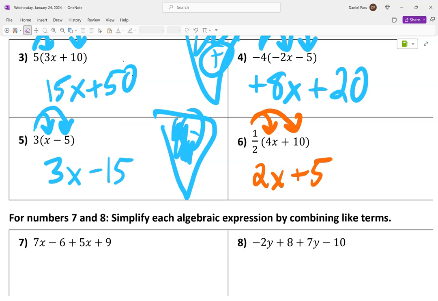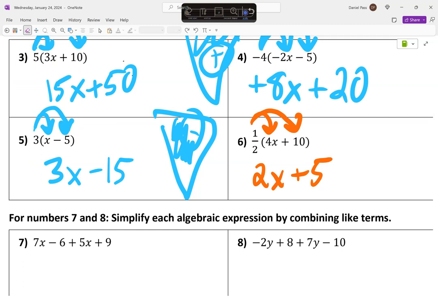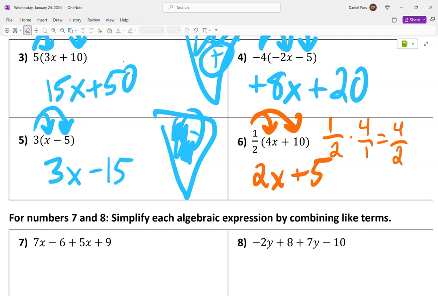Now, by the way, this is multiplication, right? Look at all of these. These are all multiplication. 3 times 5, right, everybody? So, if it's multiplication, we can do it the long way. 1/2 times 4 over 1 equals 4 over 2. And 4 divided by 2 is 2.